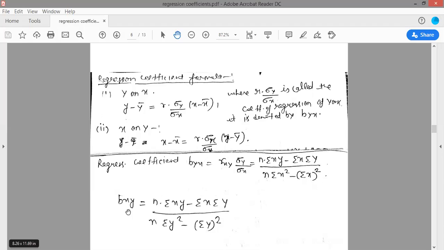Now the regression coefficient for the line x on y. Along the line x on y, it is n into summation xy minus summation x summation y. The numerators of both formulas are the same, but the denominator changes: n into summation y square minus summation y whole square. In b y x, your denominator is in x form, with whole x, and in the x on y line, it is whole y, right?